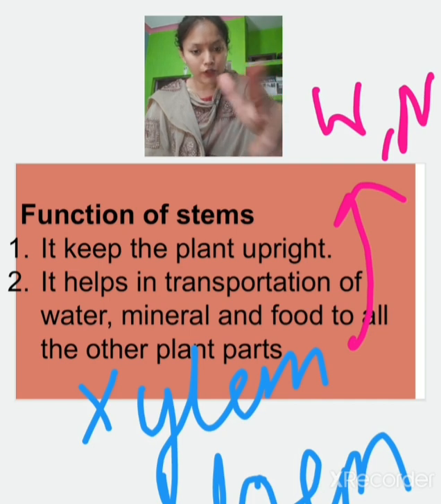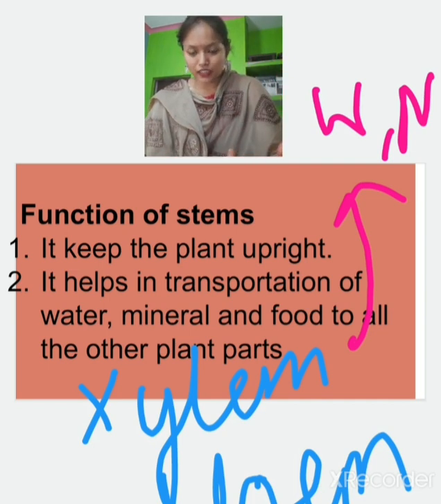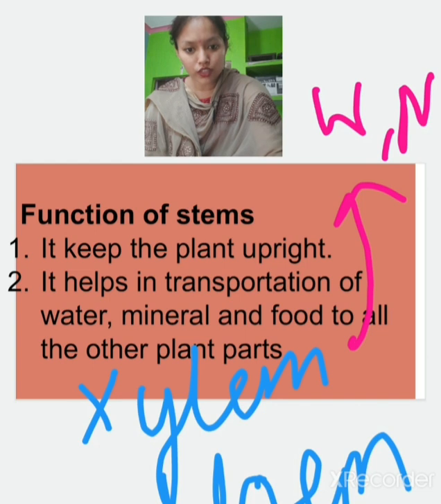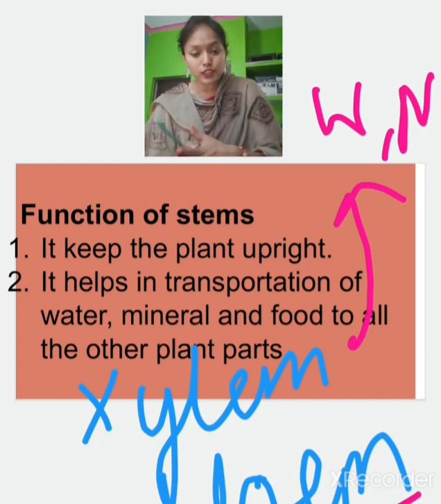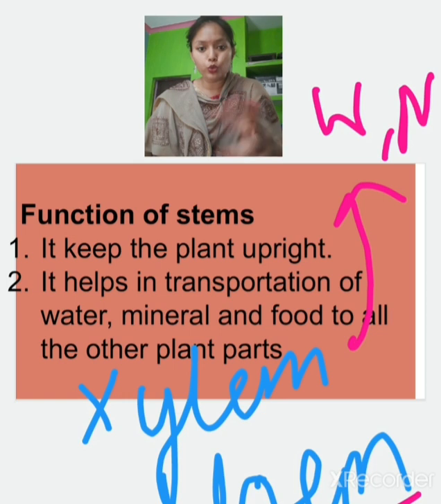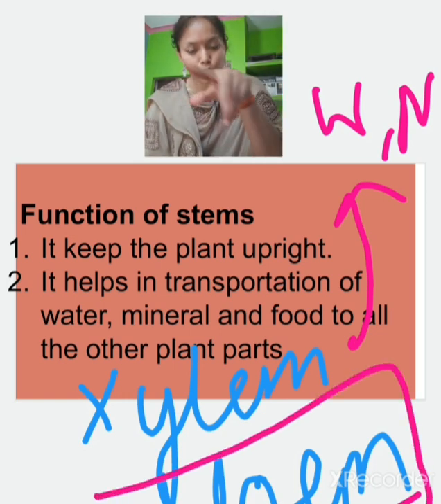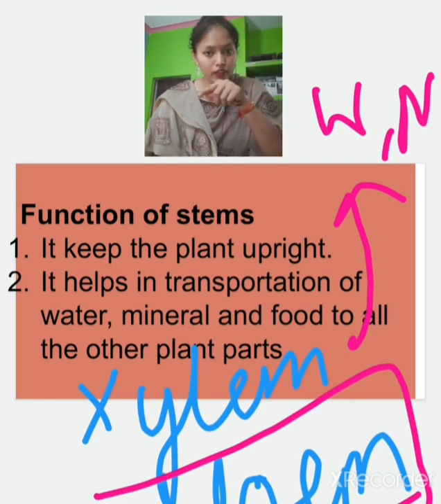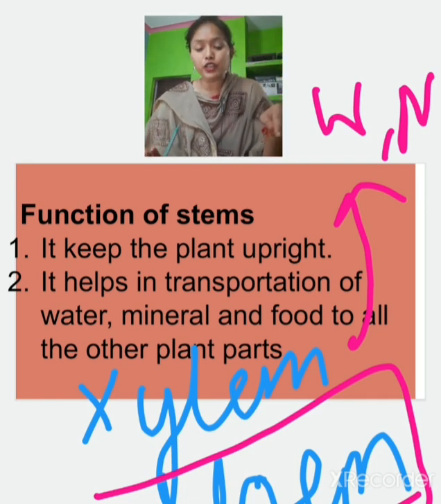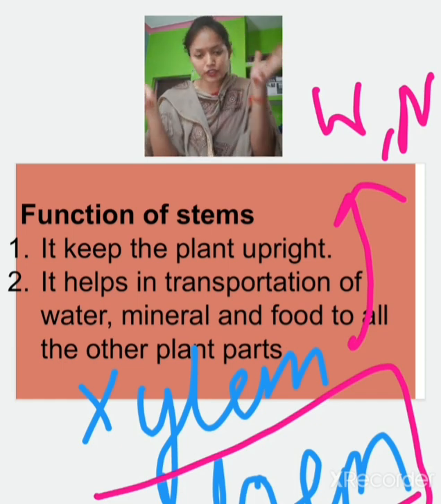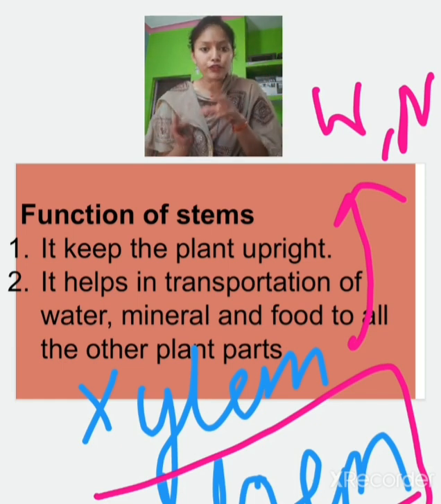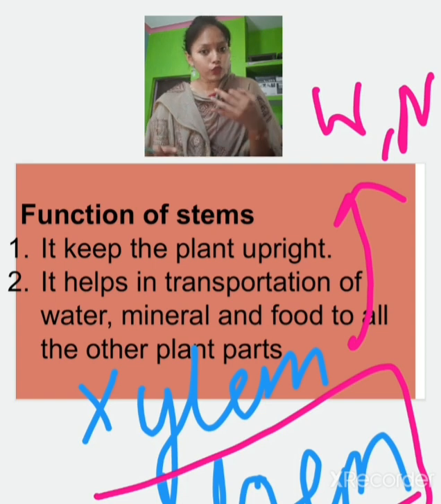WM: water and minerals are transported through the xylem, and food is transported from leaves to all parts of the plant through the phloem. As you can learn it like this, two are there, W and M, and they are opposite of the W and M. Water and minerals are transported from roots to all parts of the plant. And food, phloem, the F sound is coming in phloem also, and food. So food is transported through the phloem tissue to all parts of the plant.